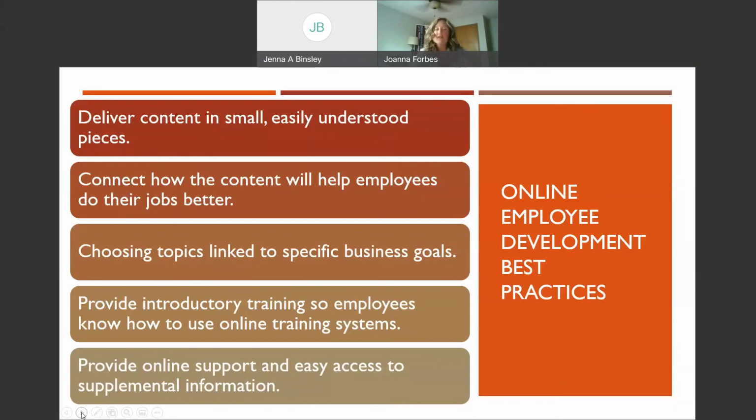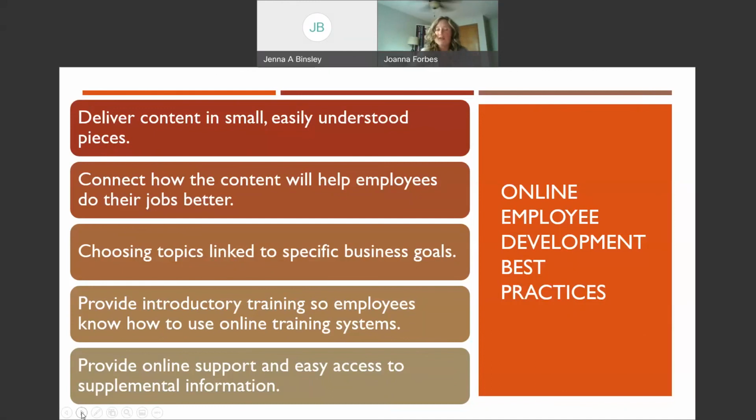And then these last two things are more logistical things that I always like to remind businesses of. Giving some sort of introductory training so those employees know how to use it, especially for those employees who may be doing it when there isn't anybody else around. And then the last thing is, how will they contact somebody if they're having technical issues, or how can they get the information that was just shown to them?